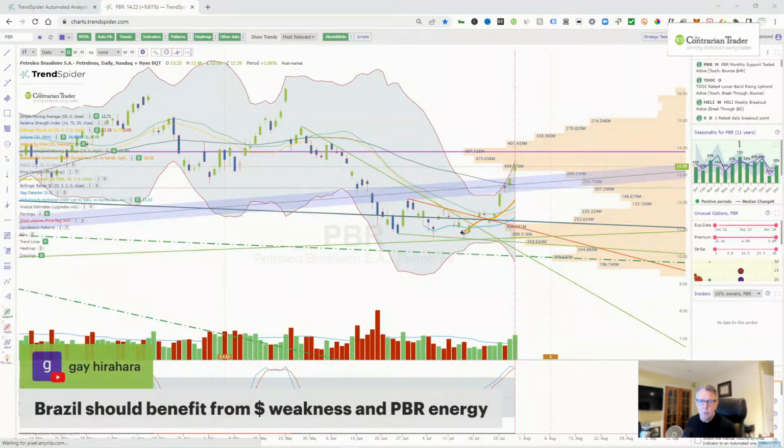Brazil should benefit from, yes, exactly right. Yeah, remember, watch oil, okay? Oil was going up when the dollar was going up dramatically. Now that the dollar is pulling back, watch how quickly oil moves back up higher. Why? Oil's priced in US dollars, petrodollar.